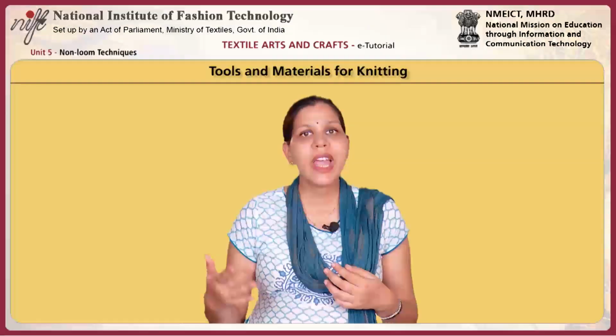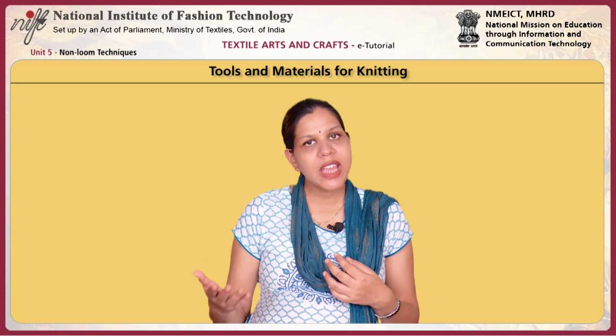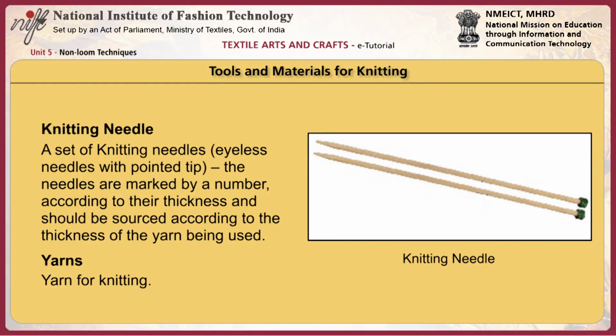These are the tools and materials required for knitting. Knitting needles and yarns. A set of knitting needles which are eyeless needles with pointed tip. The needles are marked by a number according to the thickness and should be sourced according to the thickness of the yarn being used. The main material is yarn that is used for knitting.